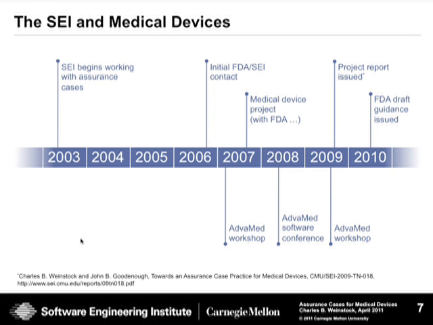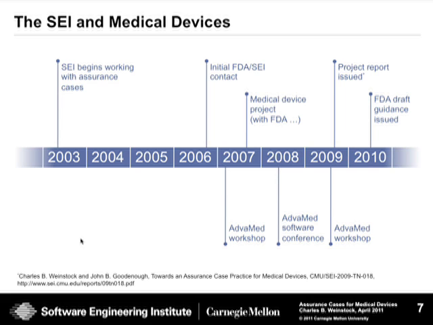We go back with assurance cases to around 2003, maybe a little bit before. We had some initial contact with the FDA in 2006, and got involved with the group AdvaMed, which is an industry group. Starting in 2007, we've had a couple of workshops with them. We participated in one of their conferences. In 2007, we started a project on medical device assurance cases.